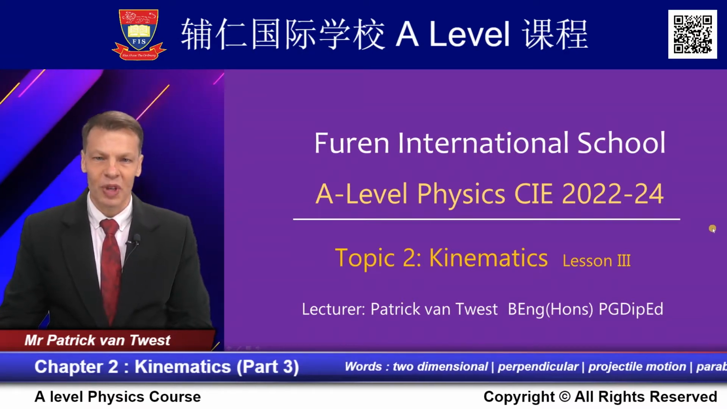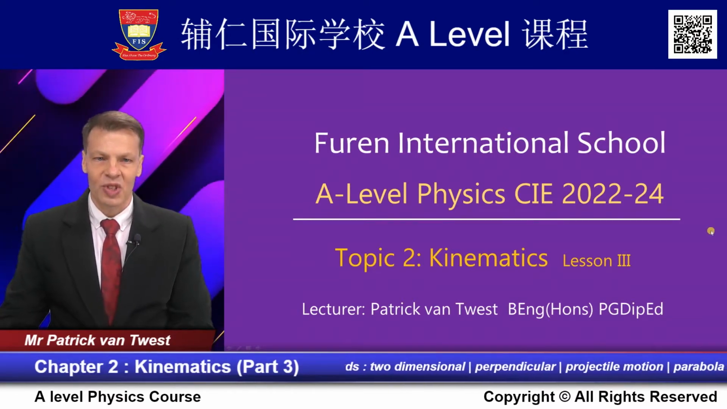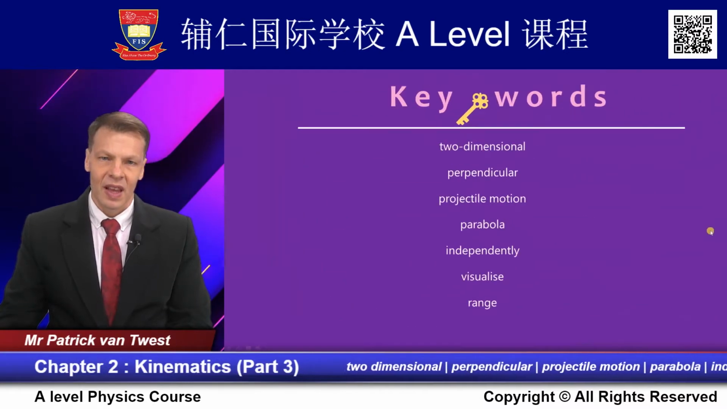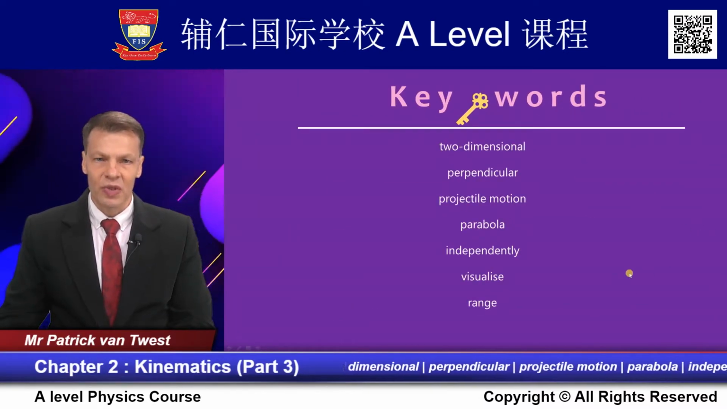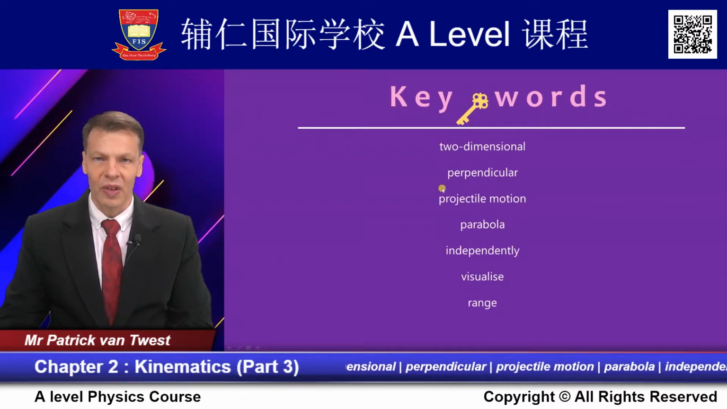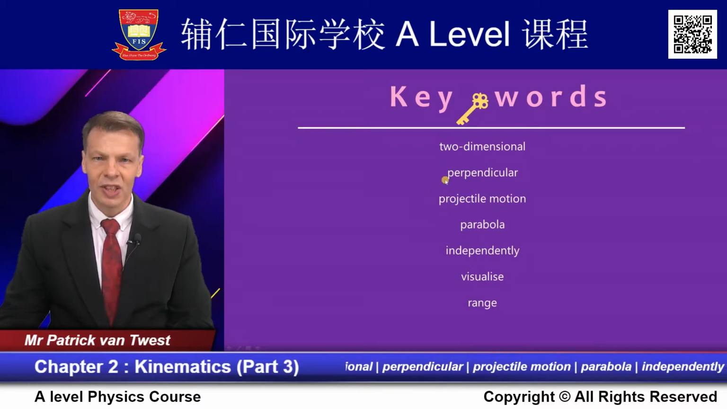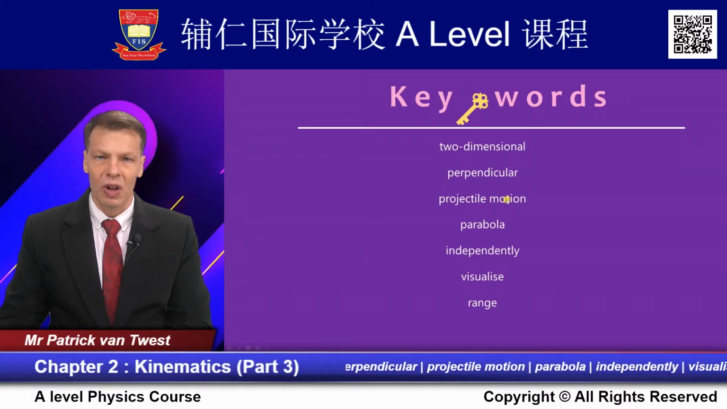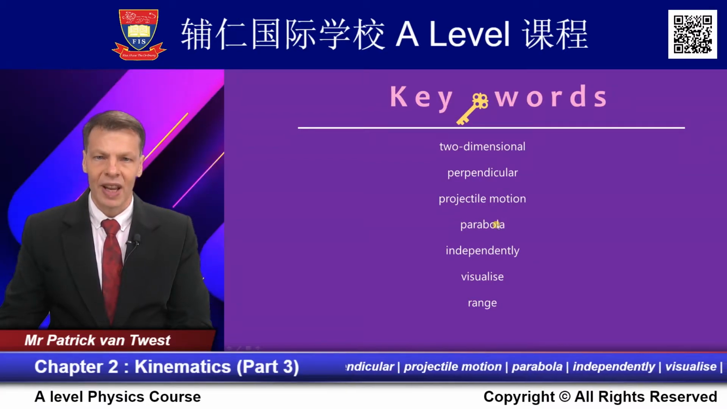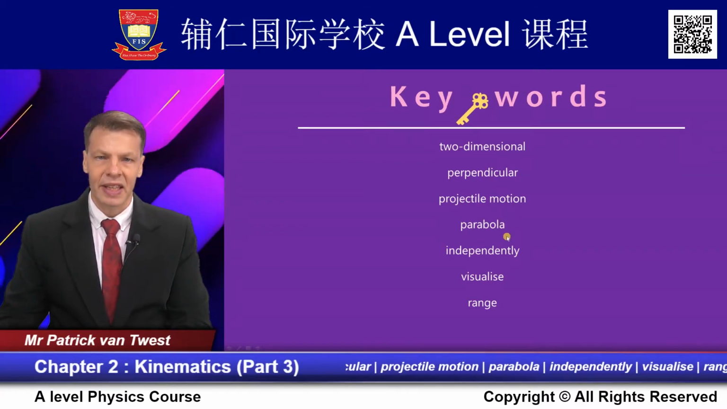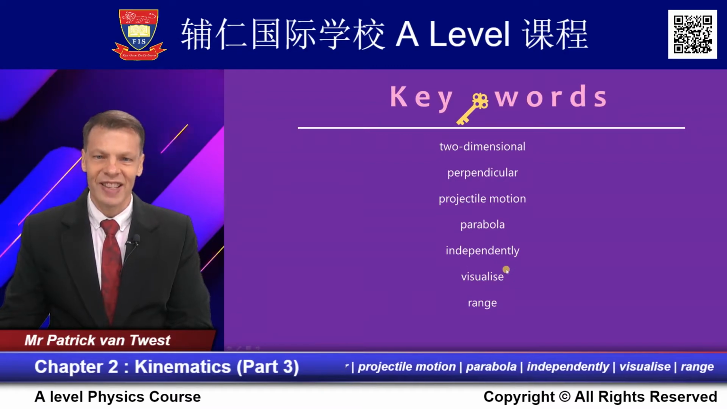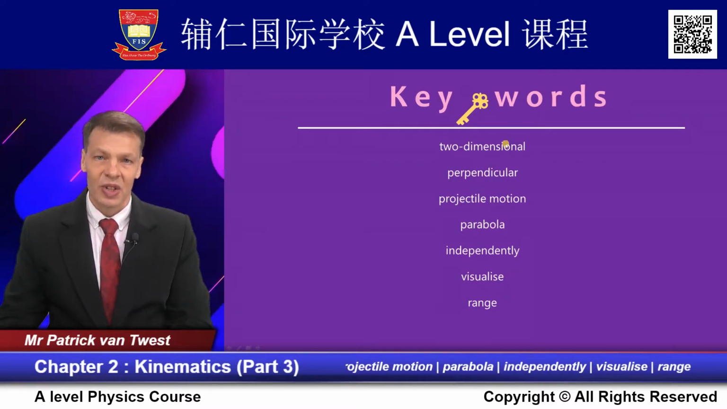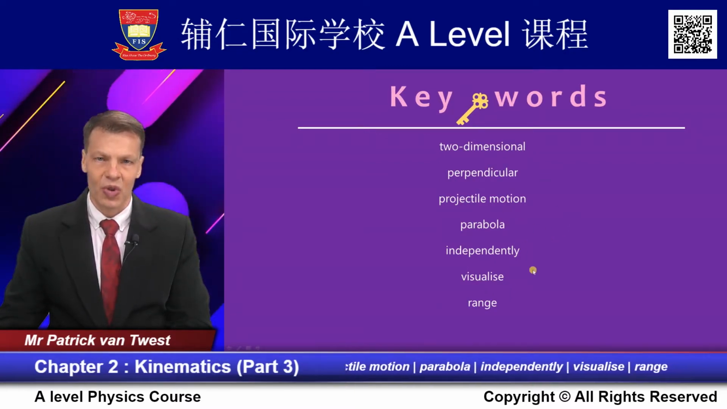We're into Topic 2, Kinematics, and this is the third lesson. Today, the key words for you to know very well are the following: two-dimensional, perpendicular, projectile motion, parabola, independently, visualize, and range. So there's some big words there, so try to know those well.